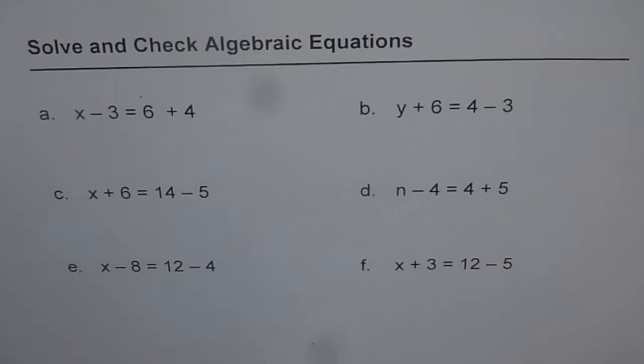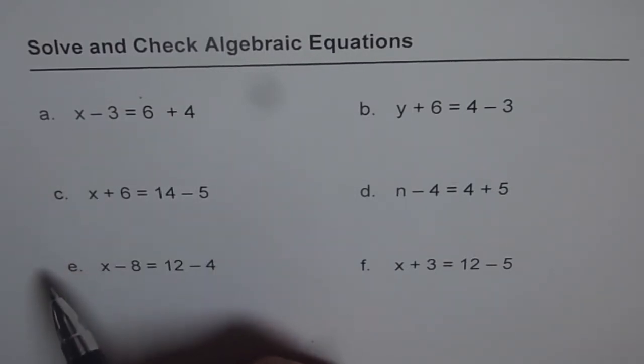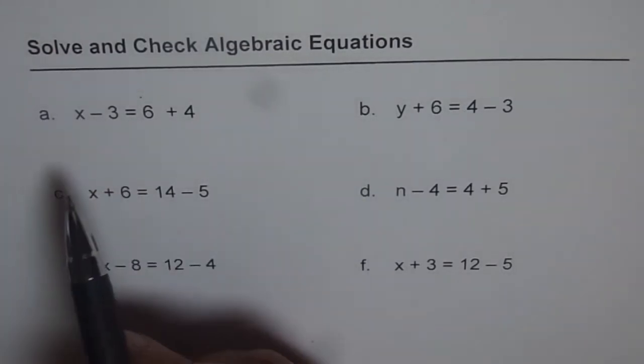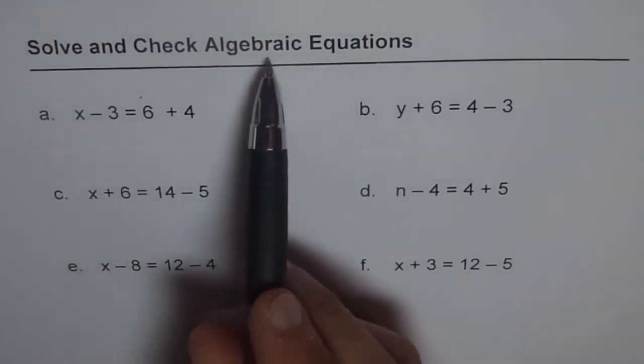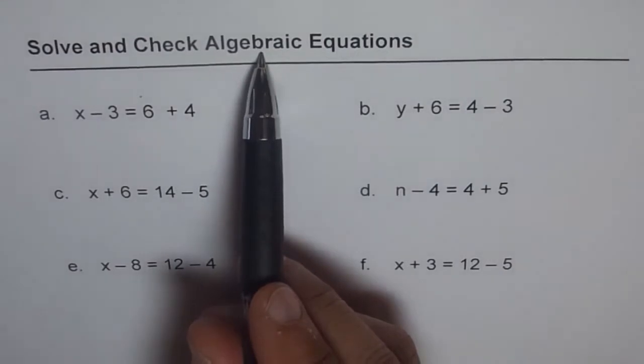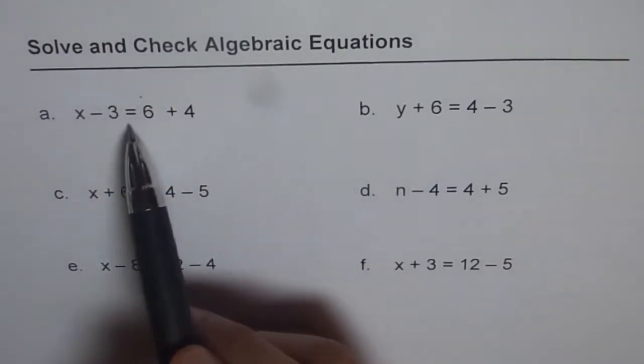I'd like you to pause the video, copy these questions, right? And then try to solve them. And then look into my suggestions, right? Here are my suggestions. Now let's start with the very first one, which is x minus 3 equal to 6 plus 4. Now what is the variable here? Variable is x. And we do have an equal to sign, and therefore it is an algebraic equation. Algebraic means a variable, equation means equal to.